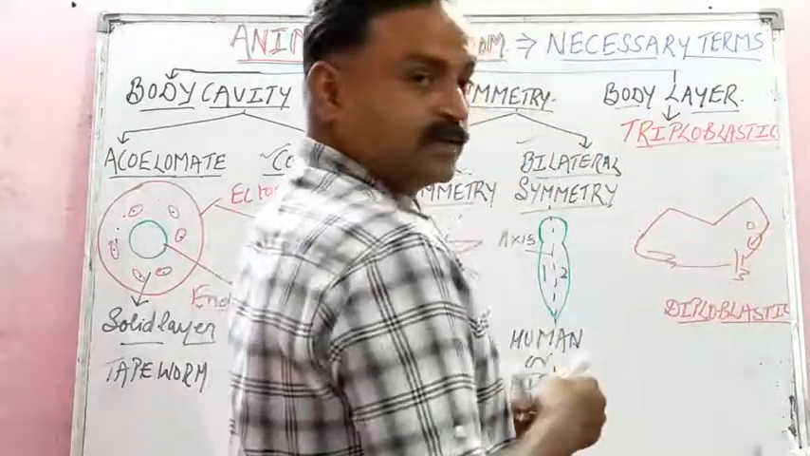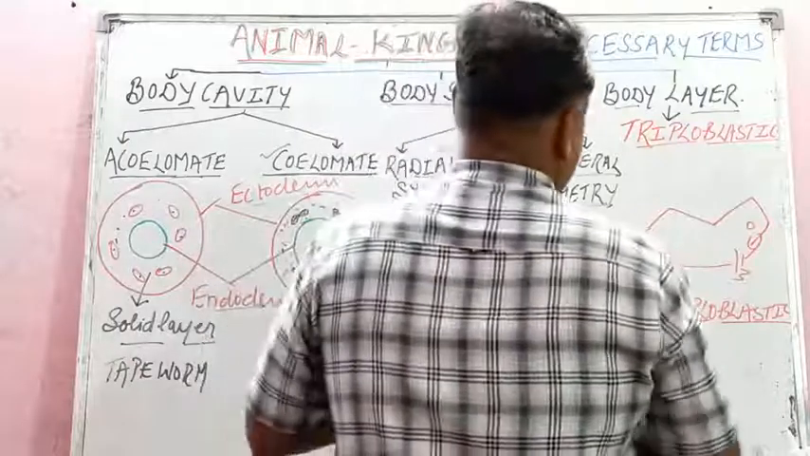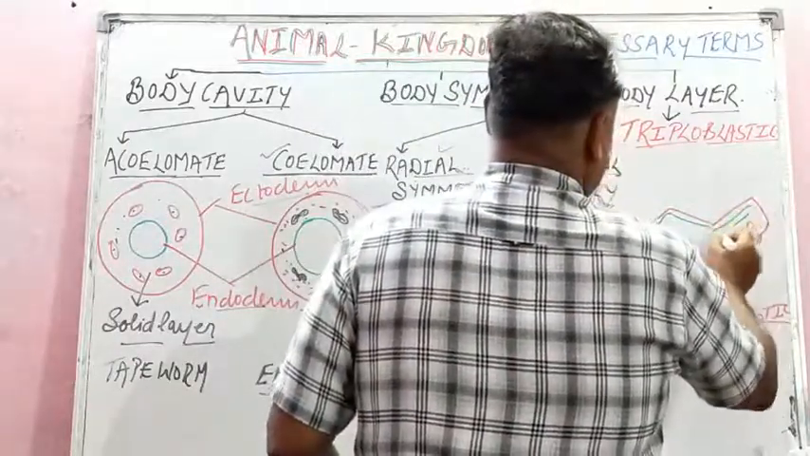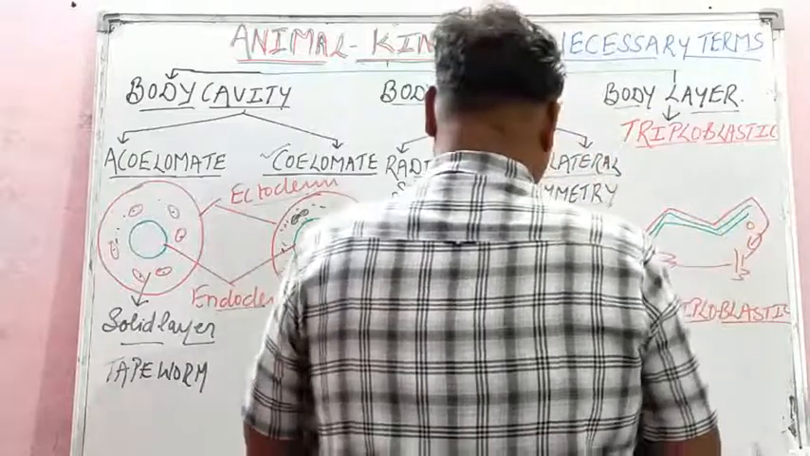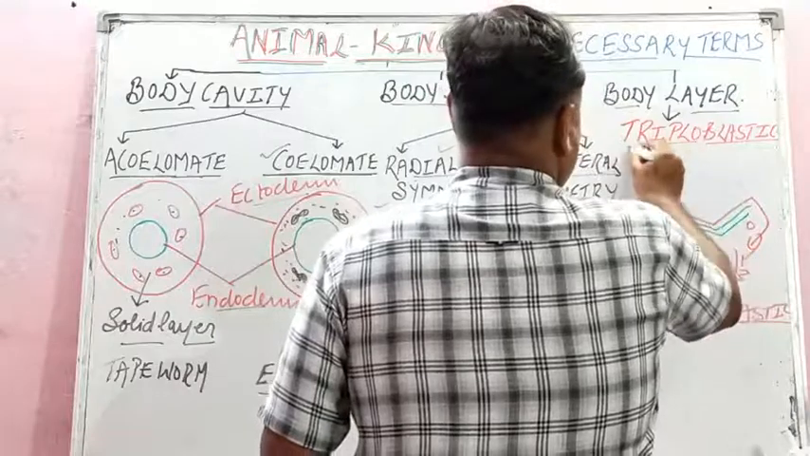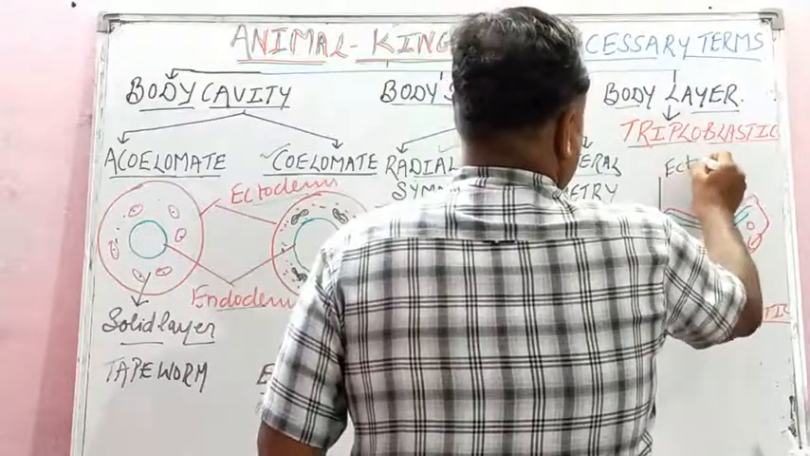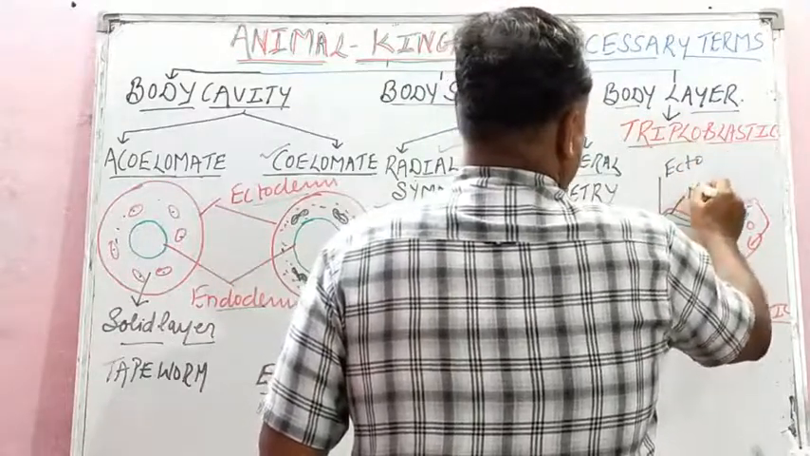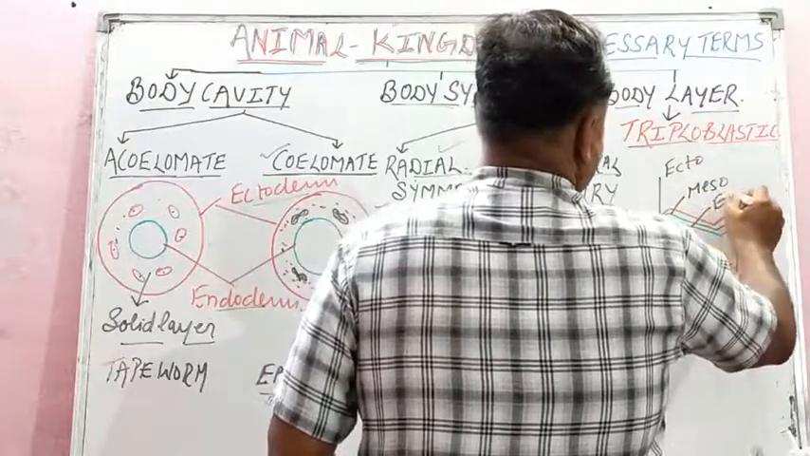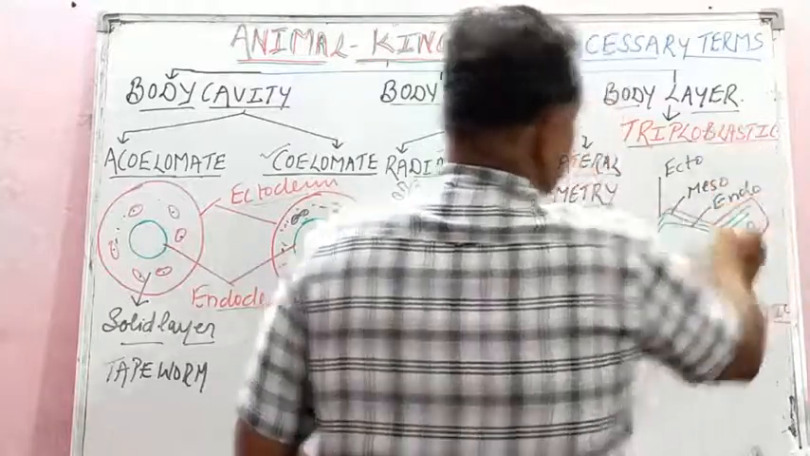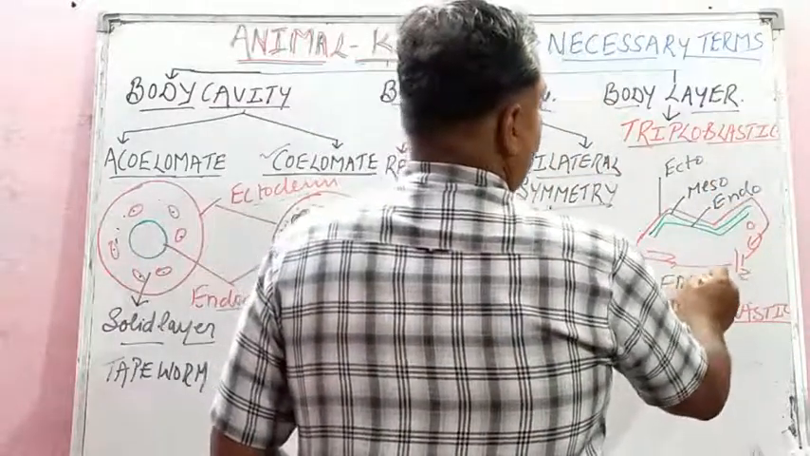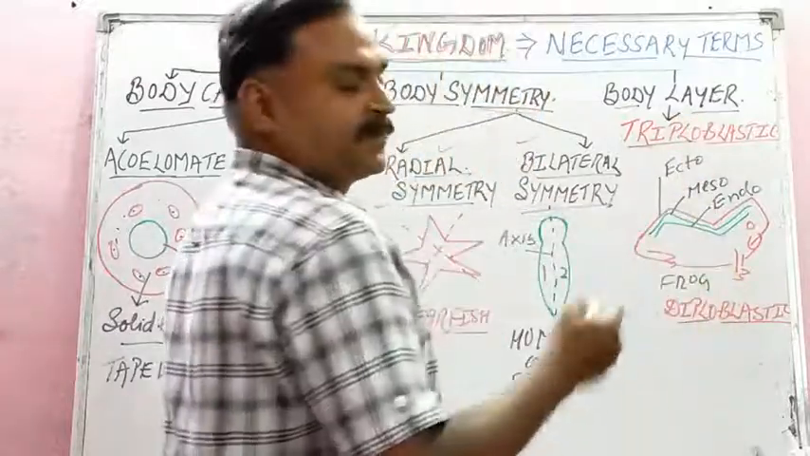Students, in frog or in a triploblastic animal, three layered body means there are three derms. Triplo means three: ectoderm, and this is mesoderm and endoderm, isn't it? The best example is frog. So we are going to use this word when you will study the chapter in detail.